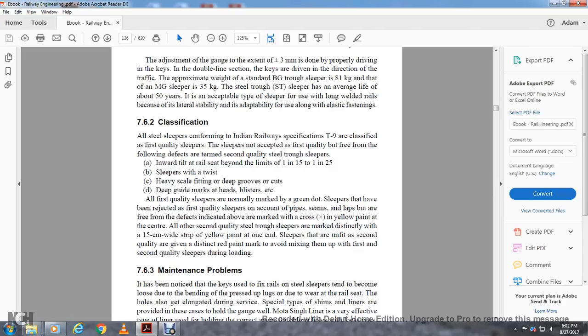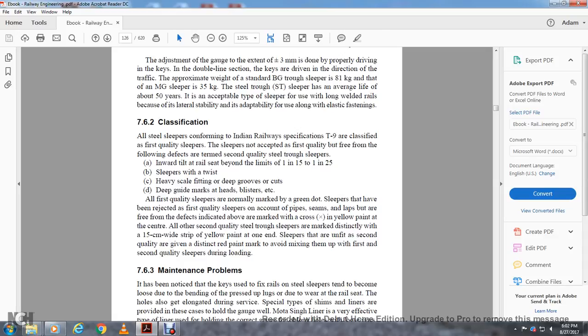7.6.2 Classification. All steel sleepers conforming to the Indian Railways specification T9 are classified as first quality sleepers. A sleeper that is not accepted as first quality but is free from the following defects is determined as second quality steel trough sleeper: inward tilt of the rail seat beyond the limit of 1 in 15 or 1 in 25, sleepers with a twist, heavy scale pitting with deep grooves that cause deep guide marks on the head, blisters, etc.